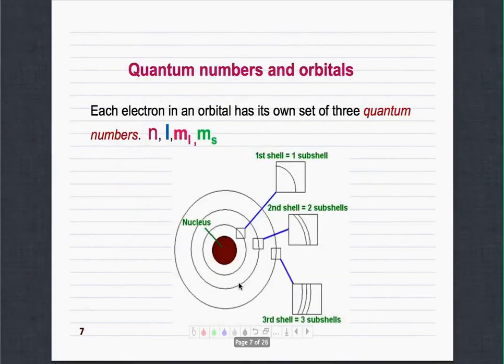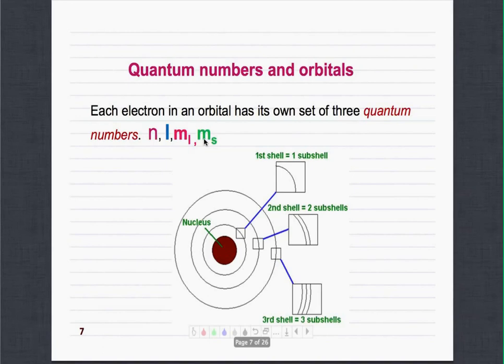And the quantum theory yielded 4 numbers. It yielded 3 quantum numbers, called n, l, and ml, and ms was added following Schrödinger's theory. But the main 3 were those 3 quantum numbers, and this is the 4th quantum number. Now we're going to learn what exactly n means, l means, ml means, and ms means.